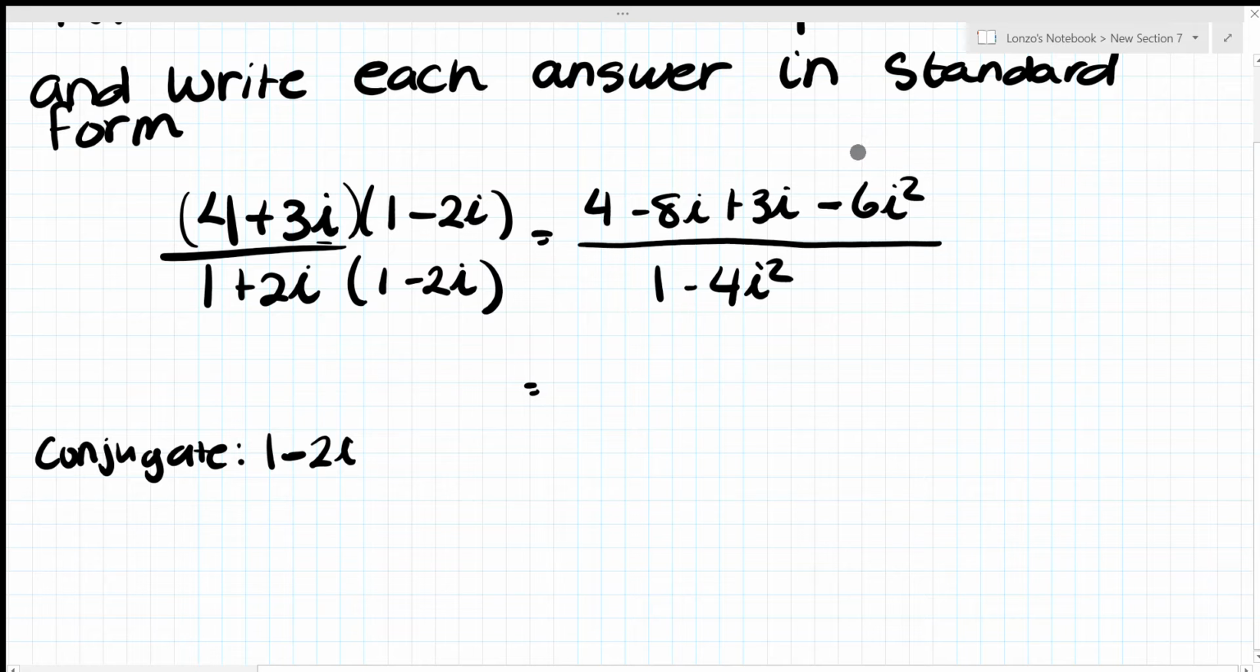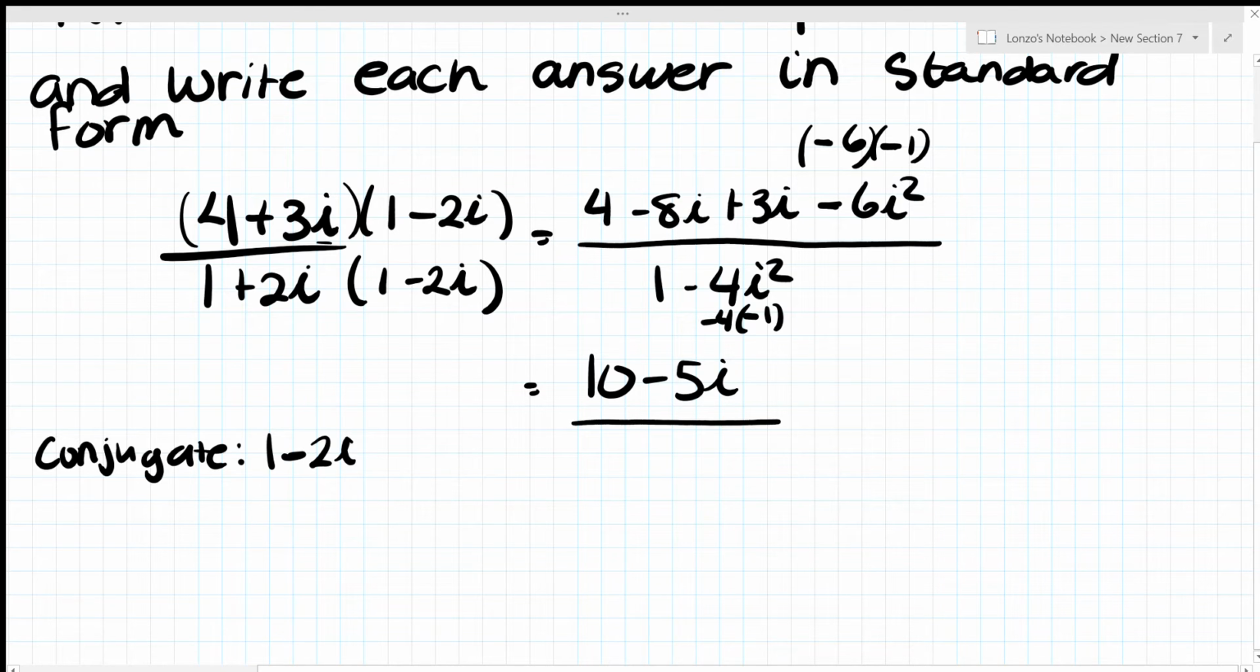Okay, so this i squared can be simplified as negative 1 times negative 6. When you simplify the numerator, you're going to get 10 minus 5i, right? Because you have 4 and a positive 6, you get 10, and then you have a negative 8, and negative 8 plus positive 3i is negative 5i. Good. i squared is the same thing as negative 1, so negative 1 times negative 4 is positive 4, so 1 plus positive 4 is 5. Now remember, this 5 means you have to divide everything, so 10 divided by 5 and negative 5i divided by 5, you get 2 minus i. So that's my final answer.